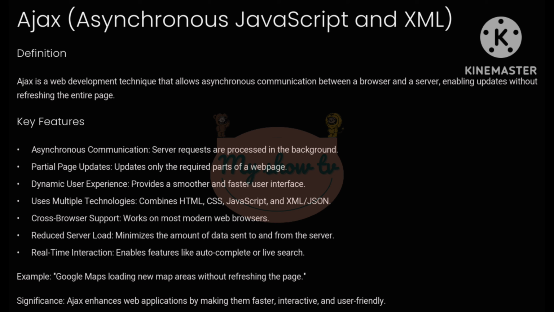This means that only the required parts of a web page are updated, avoiding the need to reload the entire page. For instance, when you type in a search bar and suggestions appear immediately, that's Ajax in action. It uses a combination of HTML, CSS, and JavaScript for the front end and XML or JSON for server communication.